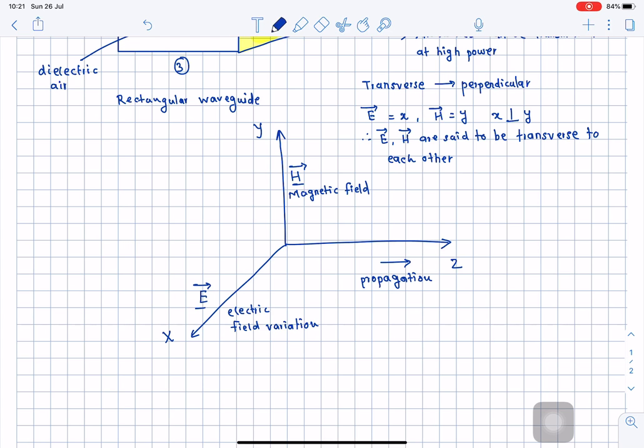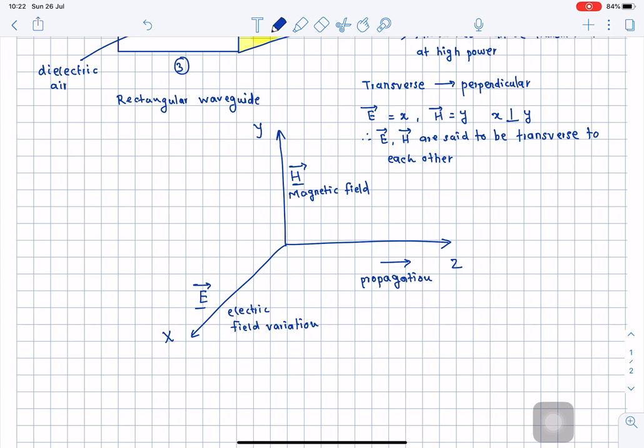And as these two fields are perpendicular to each other, when they combine with each other, they start propagating along the z-axis, because we know that when two vectors are perpendicular to each other, their cross product is going to generate a third vector, right? And this third vector is along the z-axis. So this z-axis we normally call the axis of propagation of the wave.